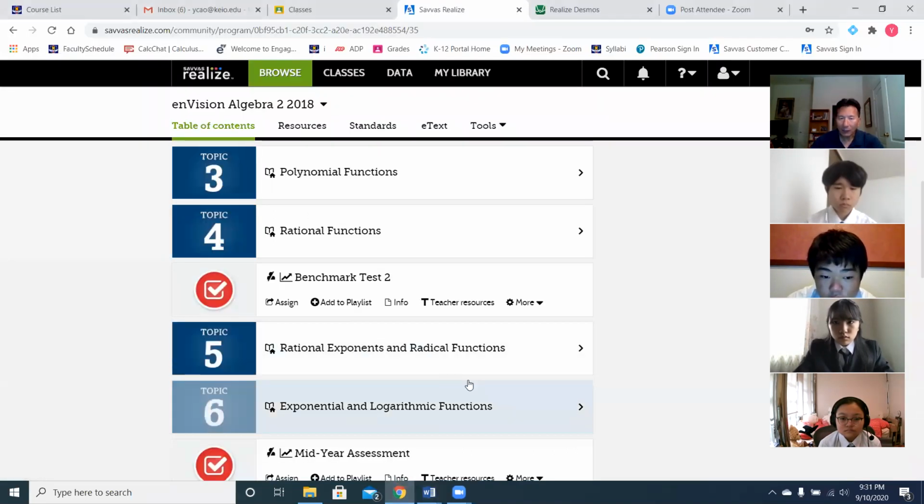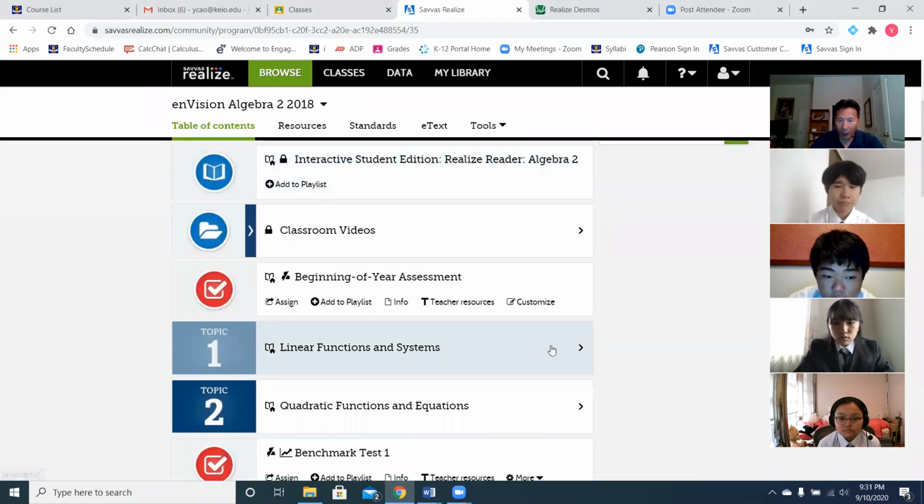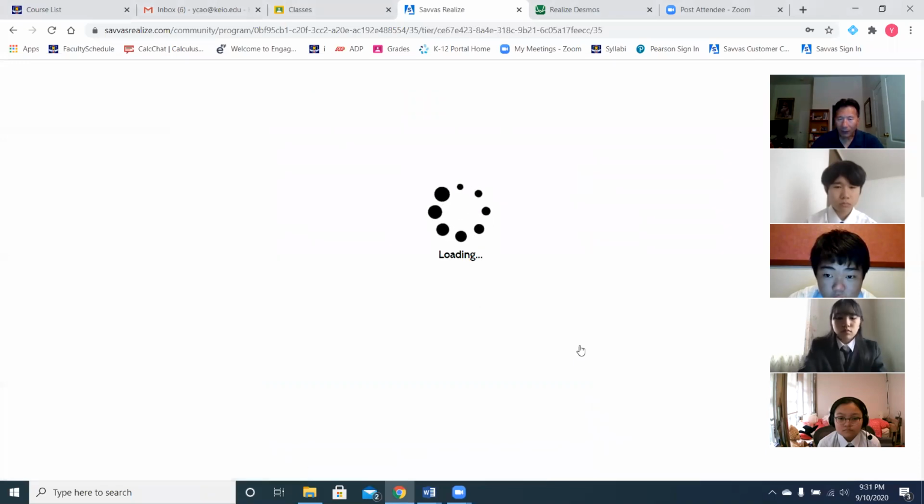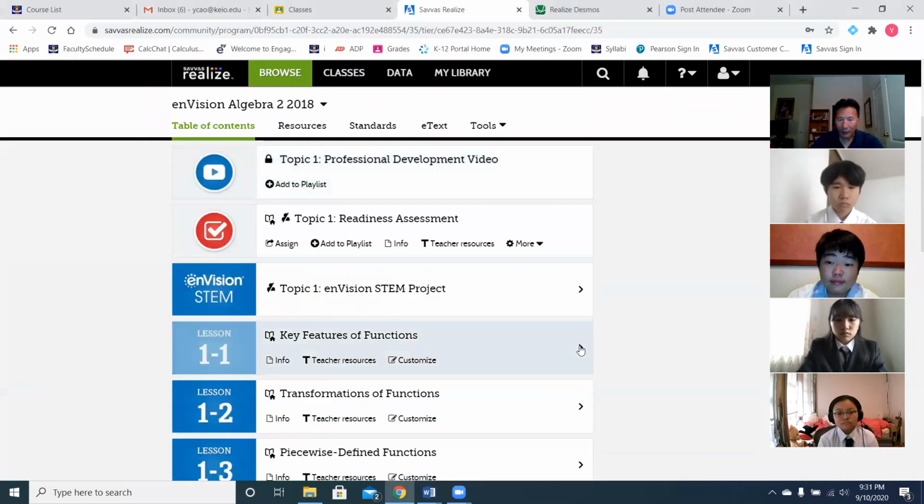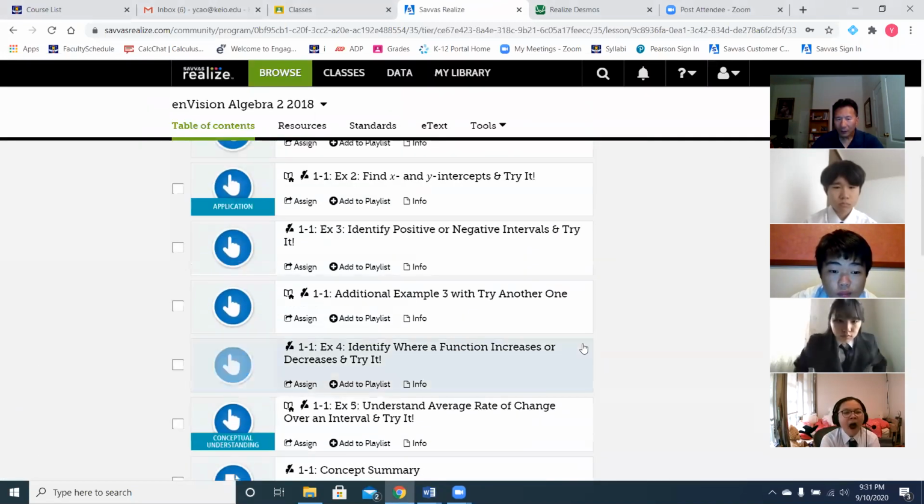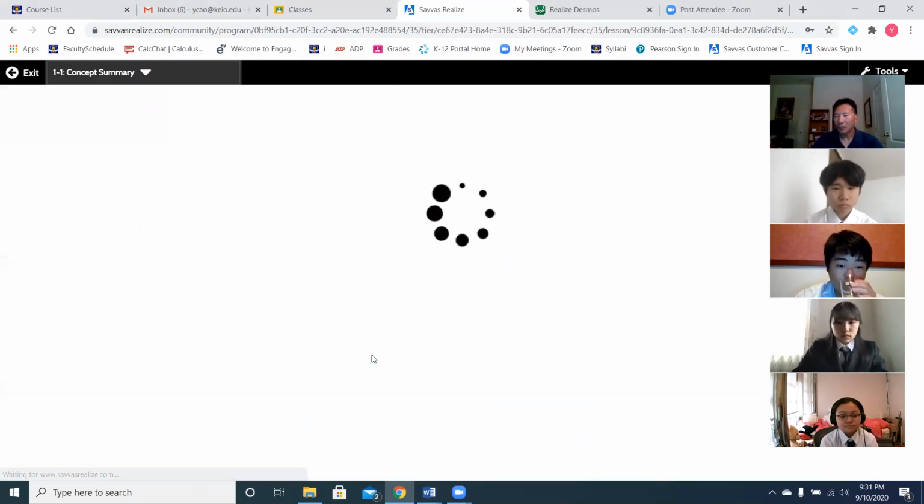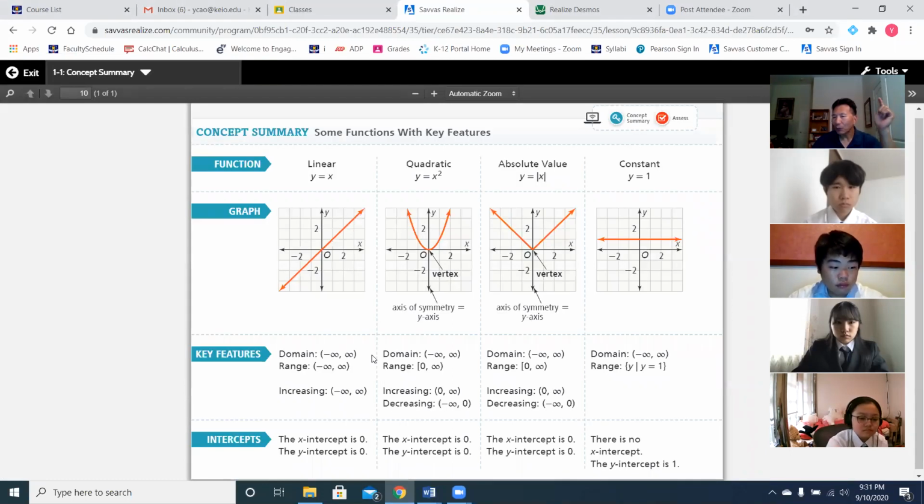Let's go back to this part, section 1. Let's look at the summary here, what the book says. There's a concept summary you can look at by yourself in the future. A function is a rule that assigns each x to a unique y. Look at this function: for each x, you can only find one y. So those are examples of a function.